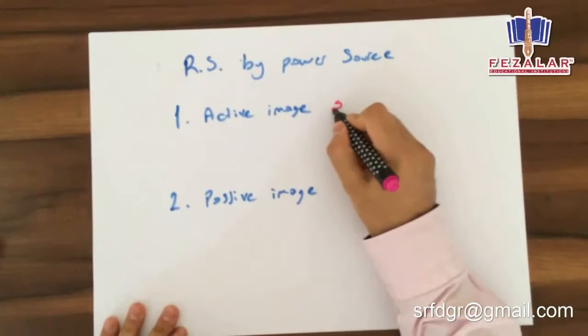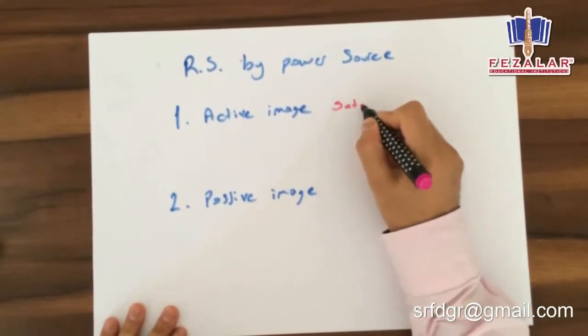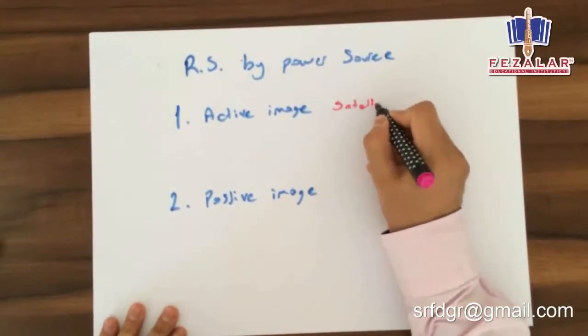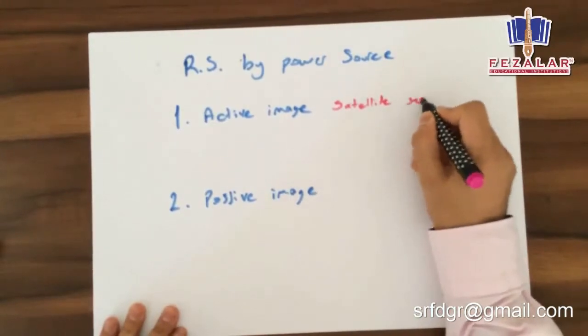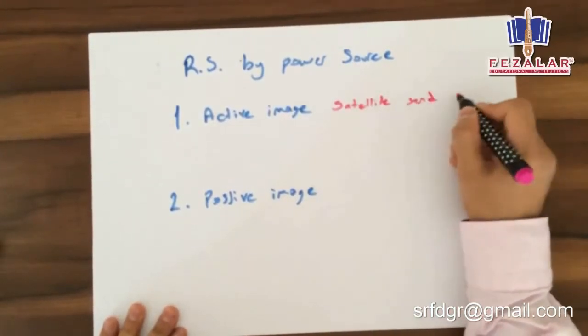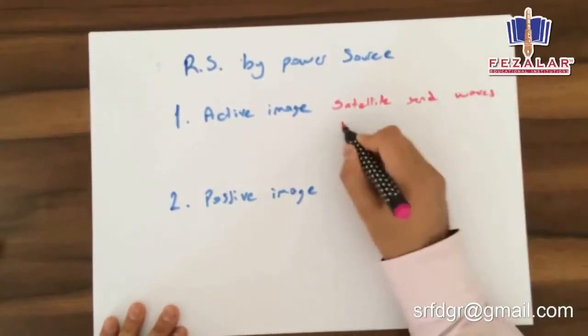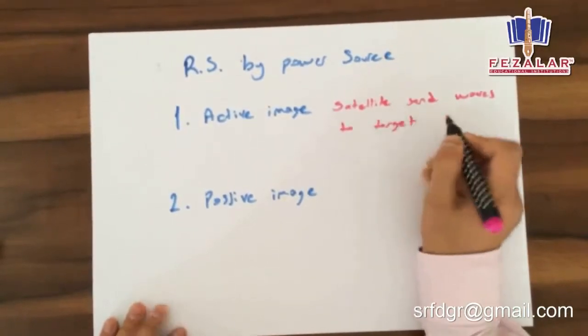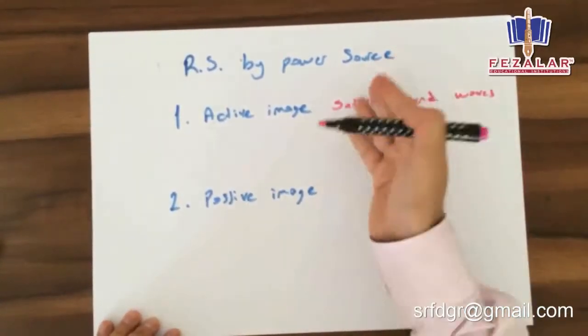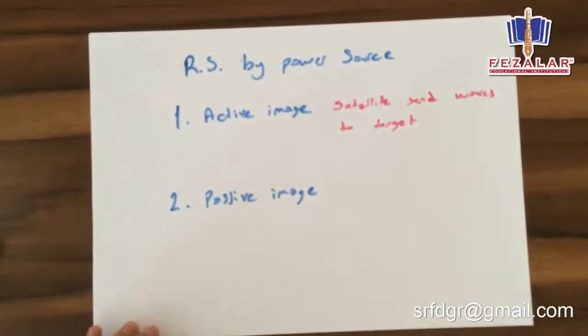In active image, the satellite sends waves to the target. So the target reflects these waves to the satellite and it can take the photo of the ground.